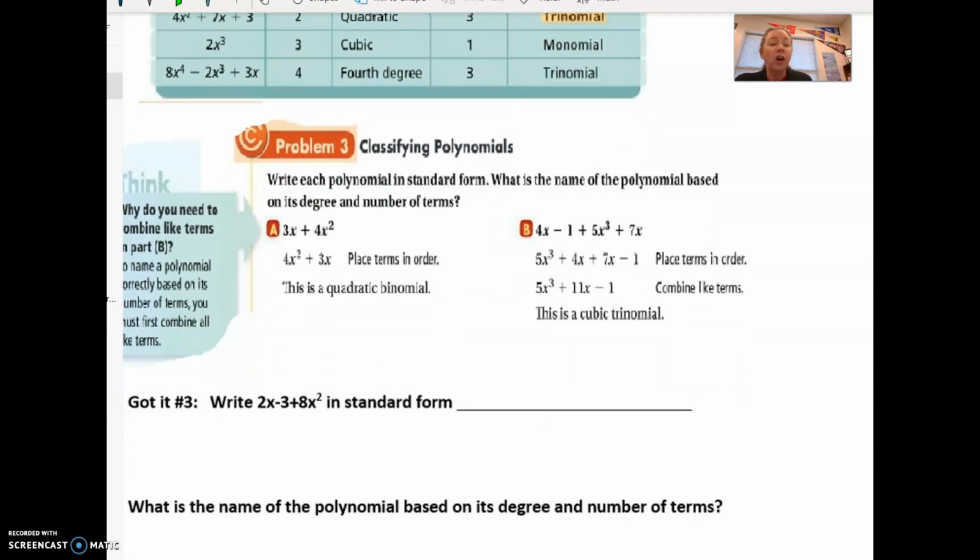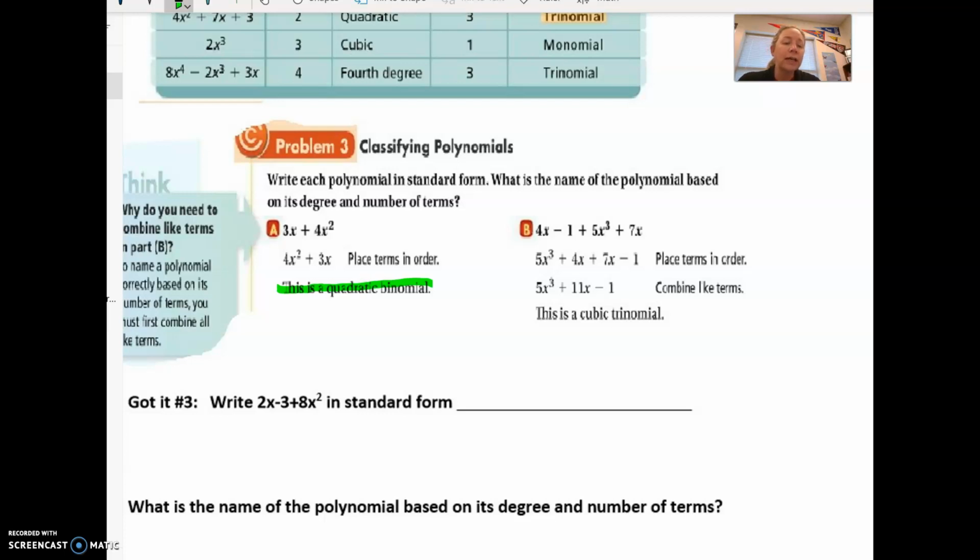And again, there are some examples here already worked out for you, so you can kind of look at those as references. Here, it's nice if we put them in the correct order, or what we call standard form. So that means the highest exponent to the lowest, and then we can name it appropriately. The degree is 2 here in this case, so it's quadratic, and it has 2 terms, so it's a binomial. So we would refer to this as a quadratic binomial.